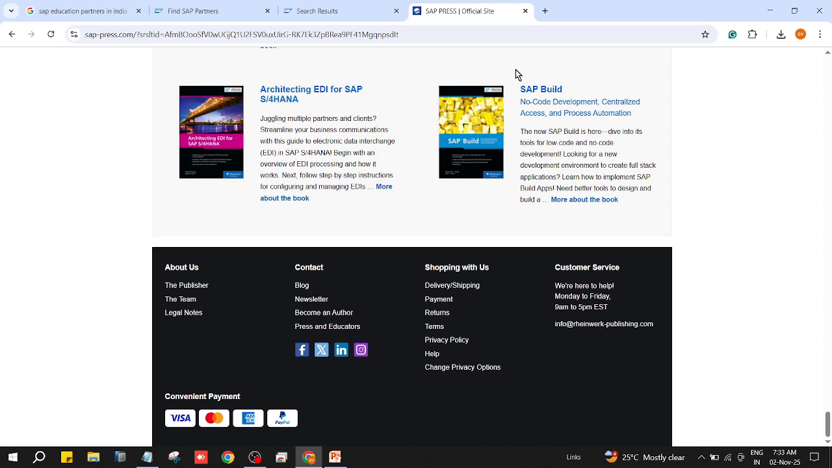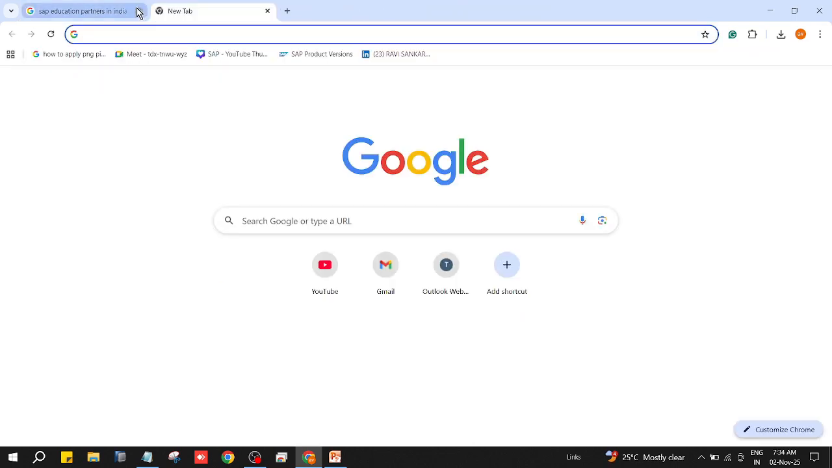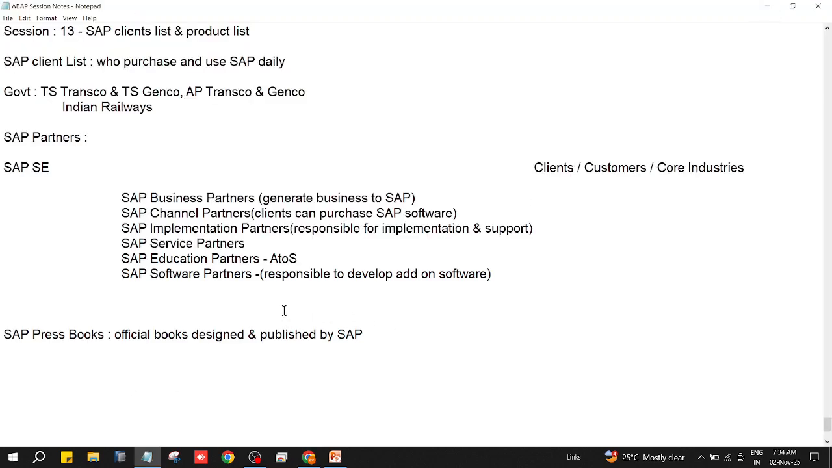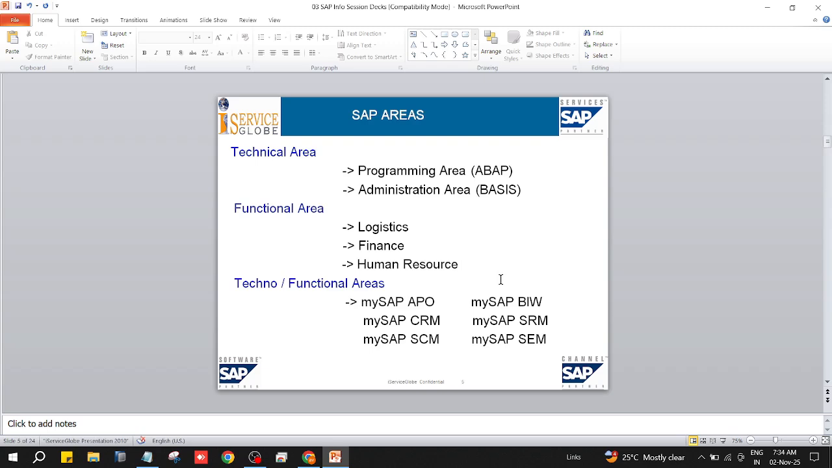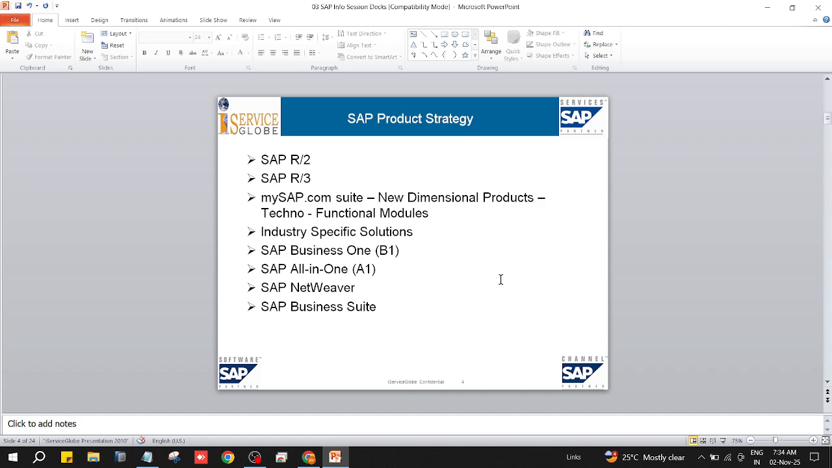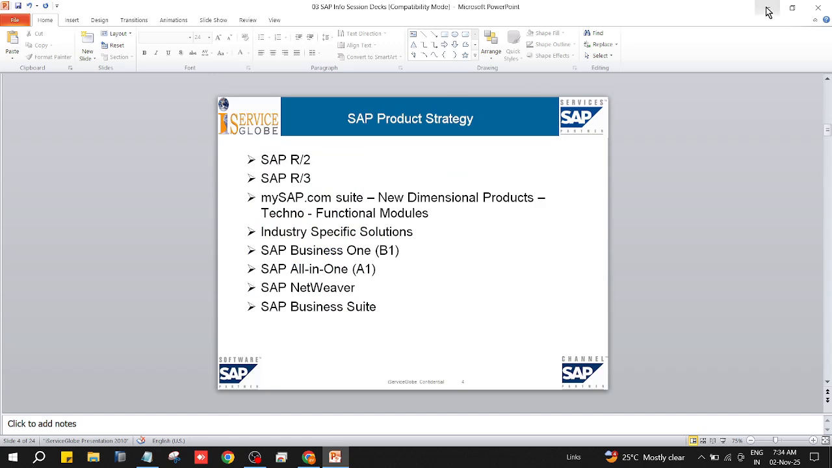So almost we have done with the maximum information of SAP. And one important thing which I want to cover, which takes a lot of time, we will cover now. That is SAP products list. Partners over, clients over, hardware, software completed, SAP technical functional completed. Almost the slides are over. Only the leftover remaining part is SAP product strategy.